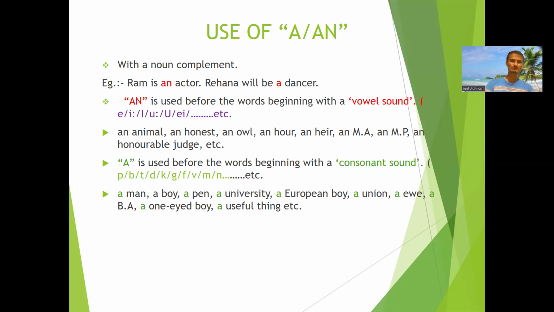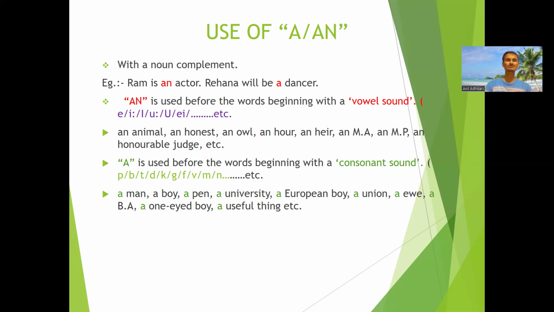Similarly, a is used before the words beginning with a consonant sound. Do you know what consonant sound means? There are 24 consonant sounds in English, like p, b, t, d, k, g, f, v, m, n, ng, l, r, w, y. These are consonant sounds. Before an initial consonant sound, we use a. It indicates only one, as I already told you.